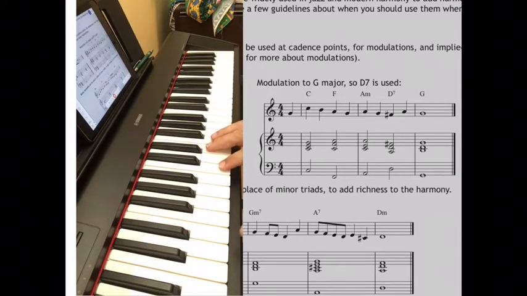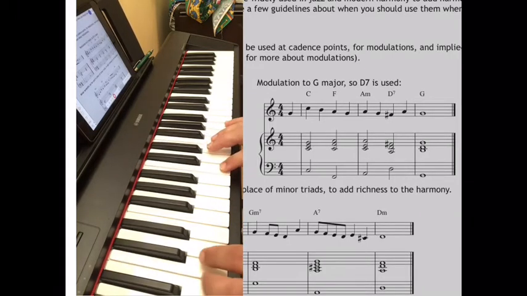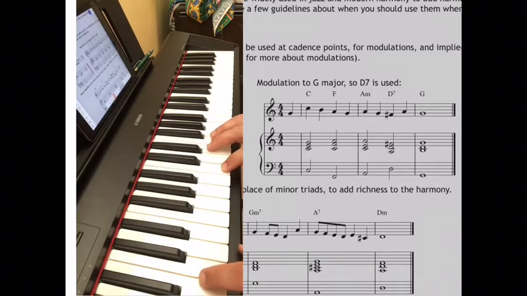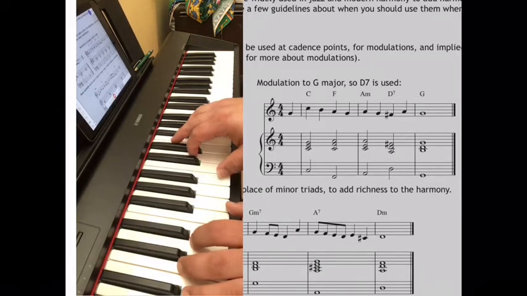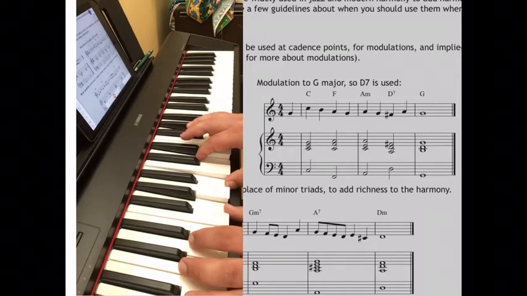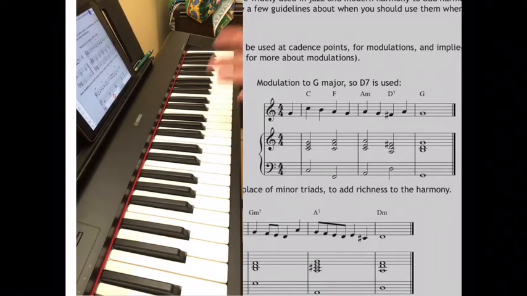Have a listen. I'll play the chords again in the same order: C, F, A minor. And now D7. And now G. Doesn't that G now sound so much more like a home base? What we've done is modulated, or implied that G sounds like a new home base.